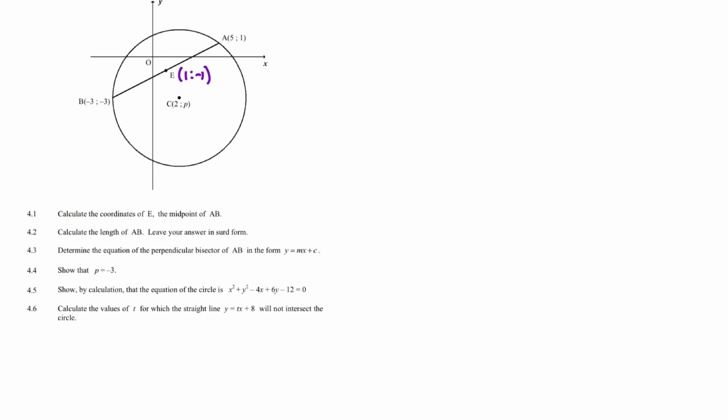4.5, show by calculation that the equation of the circle is x squared plus y squared minus 4x plus 6y minus 12 equal to 0. So to answer question 4.5, we need to find the equation of the circle. We can find the equation of the circle on our formula sheet. And I need 3 parts in this equation: the a value, the b value, and the radius. Now a and b are the coordinates of the center of the circle.